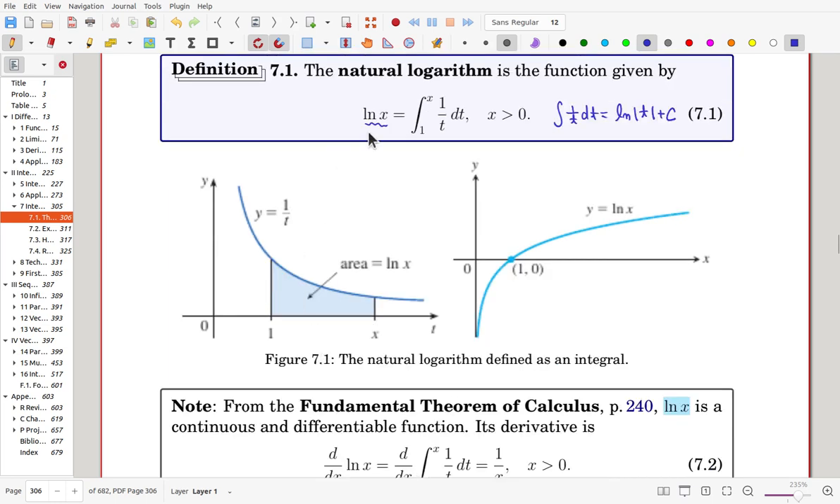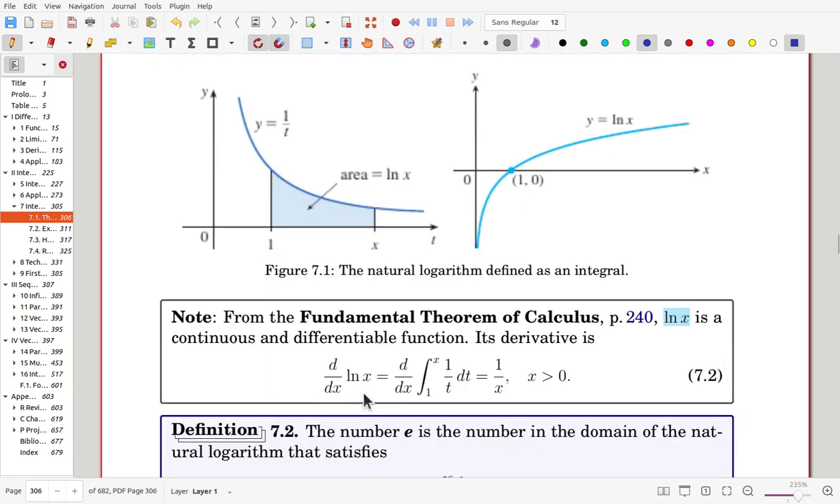Now, once we define logarithm in this way, then from the first part of the fundamental theorem of calculus, logarithm x is continuous and differentiable. If we differentiate logarithm x, then here we can get 1 over x.